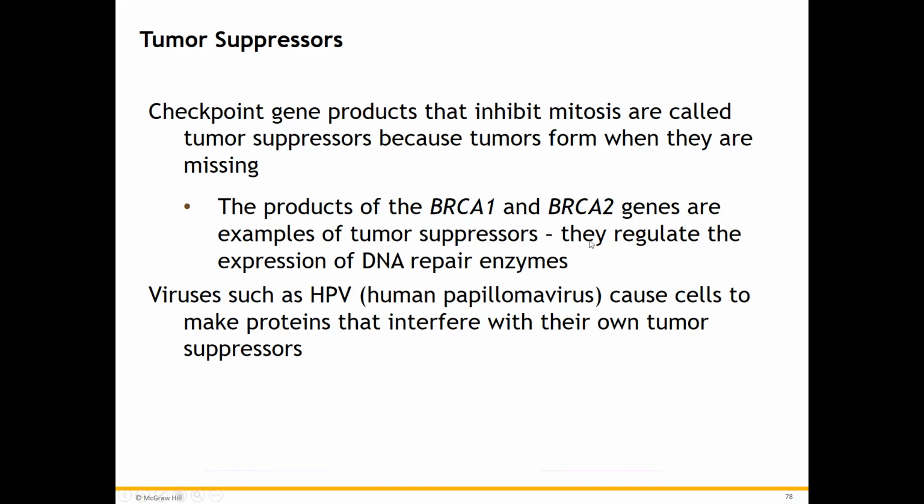But if something is mutated and they can't function properly, then the cell is going to constantly go through division and create the tumor. Now, these are the two that became famous when Angelina Jolie decided to get a total mastectomy. Angelina Jolie is an actress in Hollywood. Her mother and grandmother both died of breast cancer. She had just adopted a child, and she wanted to be around for this child.